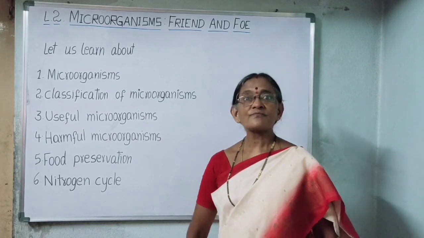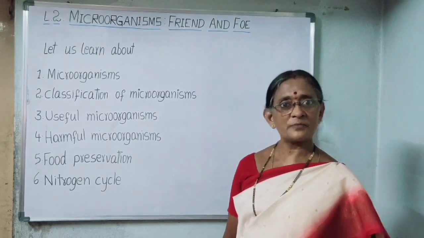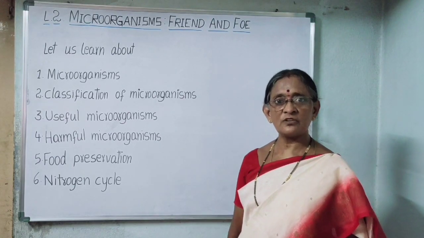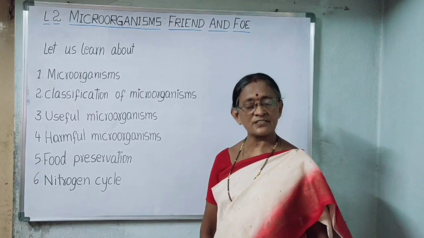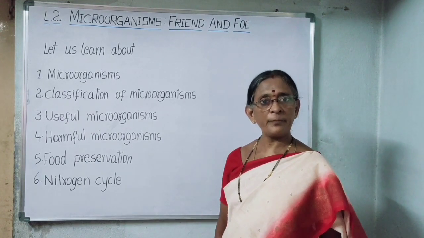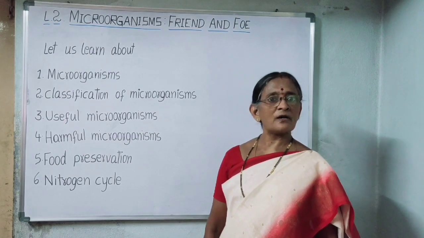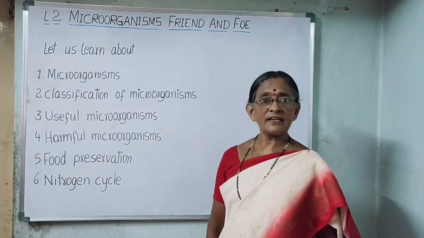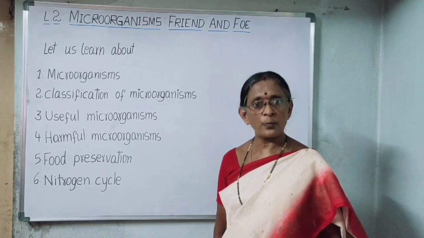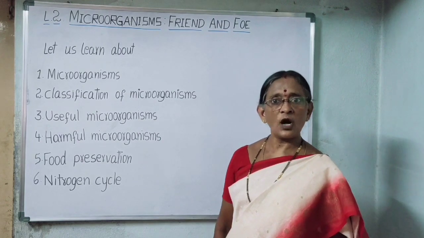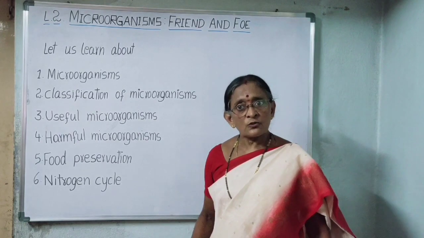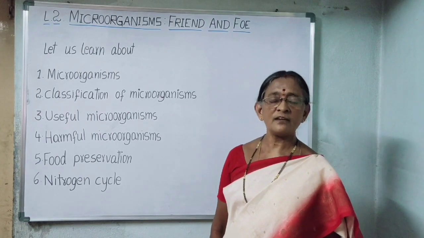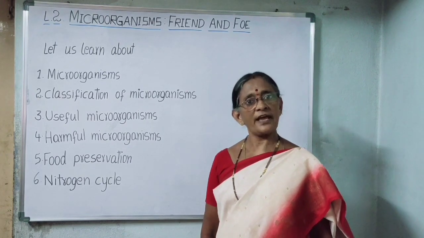Good morning. Our world is full of different types of living organisms like plants, birds, animals, humans, insects, etc. Some organisms are very big, some are very small, some are too small that we cannot see with our naked eye. They can be seen under the microscope, so they are called microorganisms. So these microorganisms are present everywhere in the air, in soil, in water, etc.